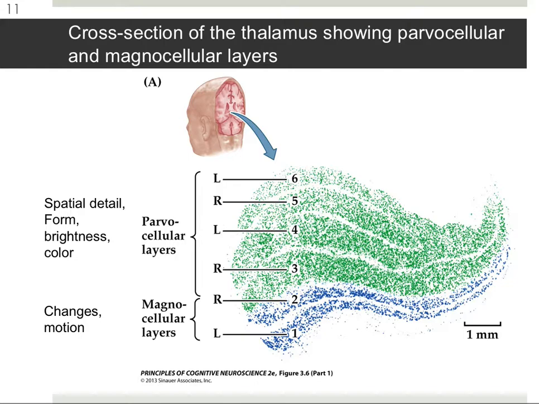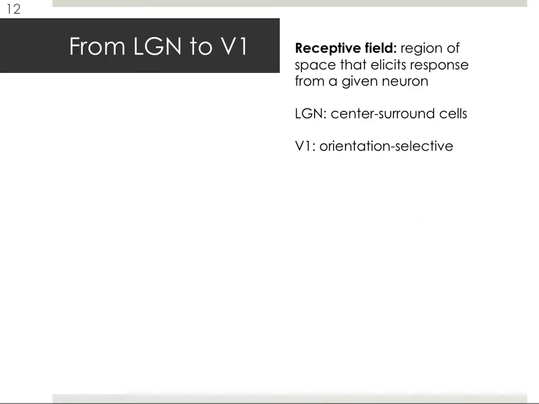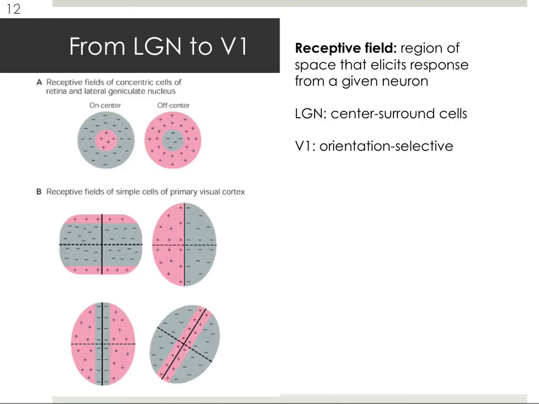And so just for now, think of the M pathway and the P pathway as corresponding to the where and the what pathways, respectively. Okay, so that's at the level of the lateral geniculate nucleus. So how does it move on to the V1 areas of the brain?